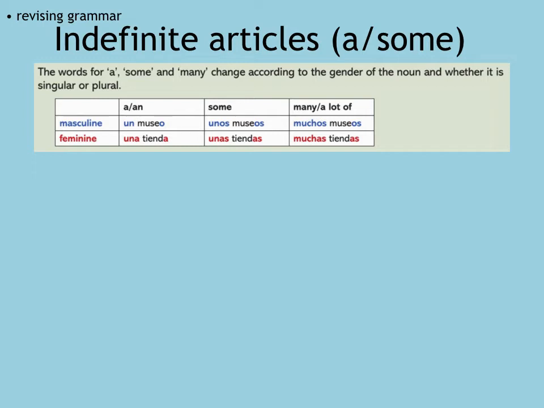So if we have a look at this little table, so if you see un, it's the masculine version of a or an. If you see una, it's the feminine version of a or an. If you see unos, it's the masculine version of some. If you see unas, it's the feminine version of some. If you see muchos, it's the masculine version of many or a lot of. And muchas is the feminine version.